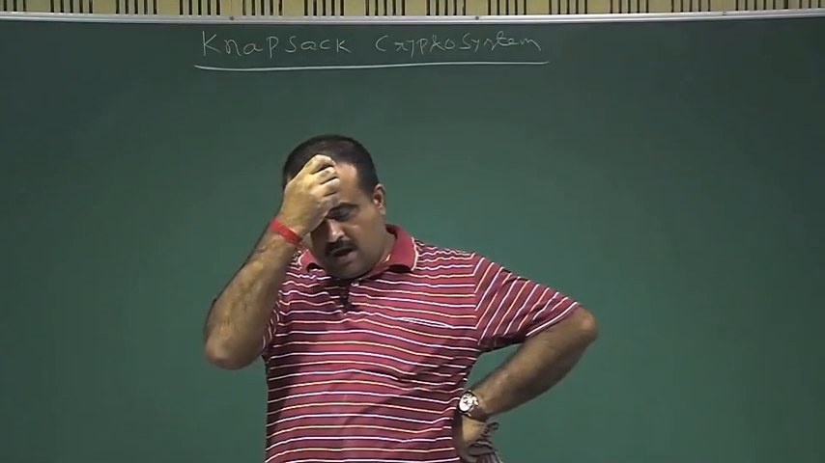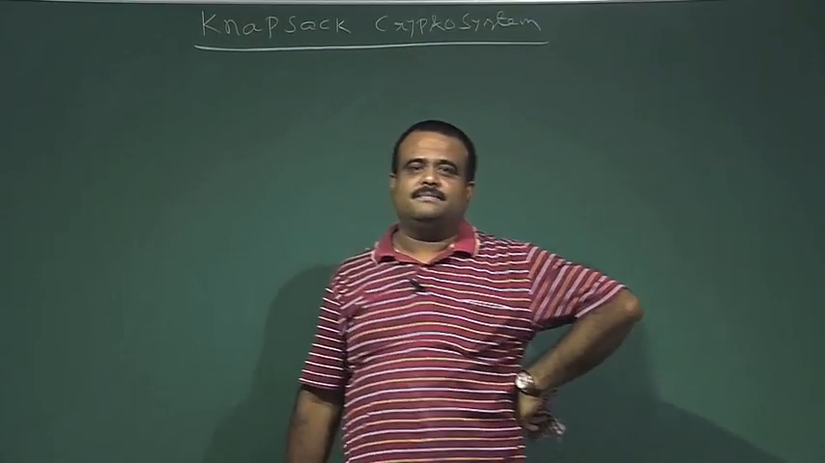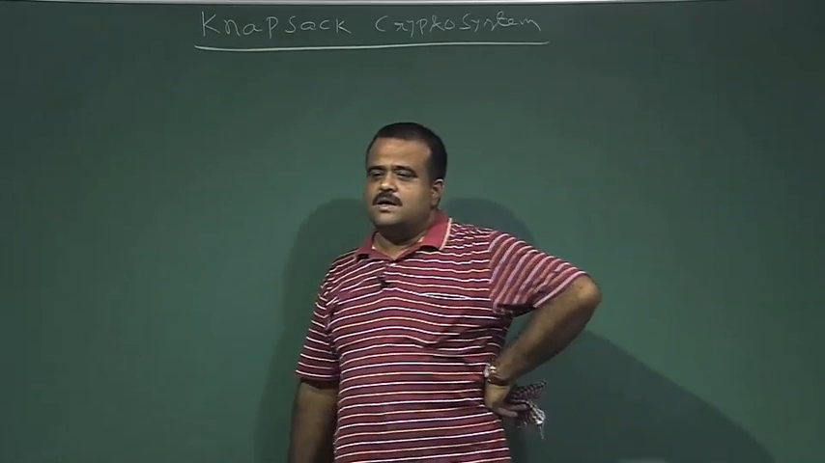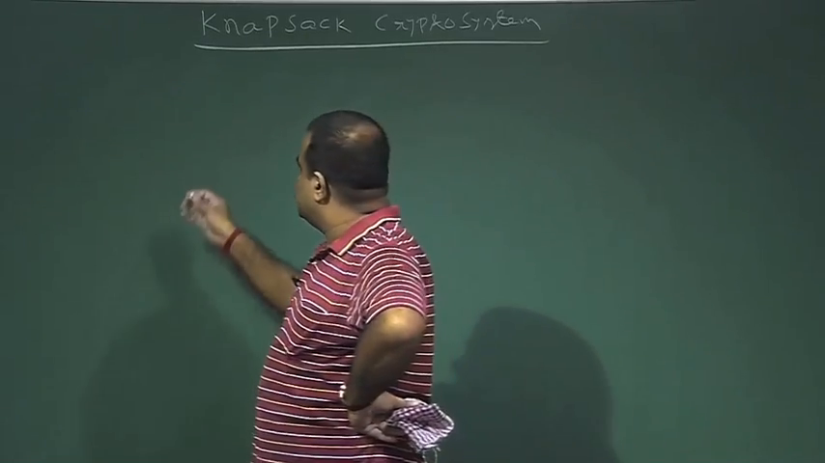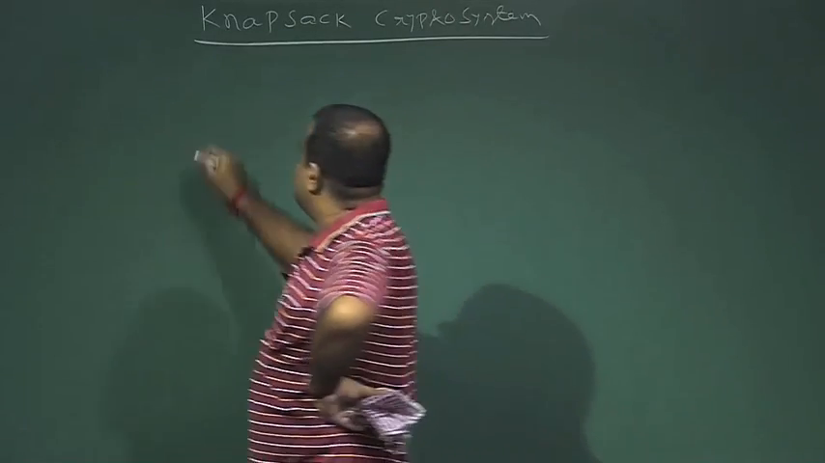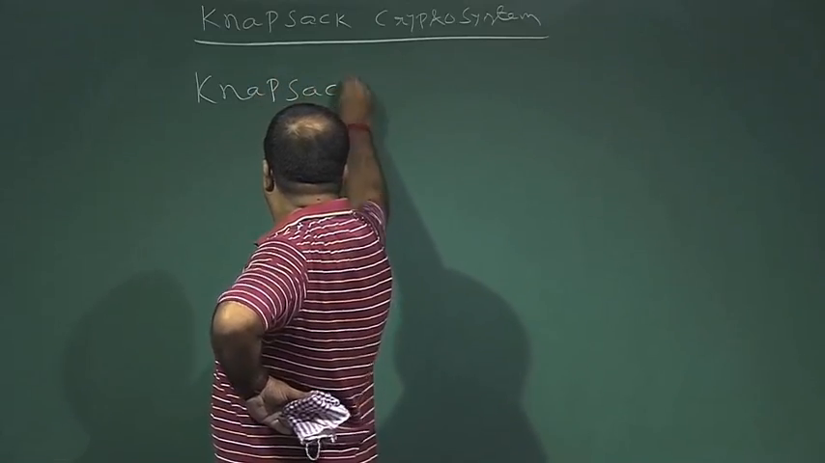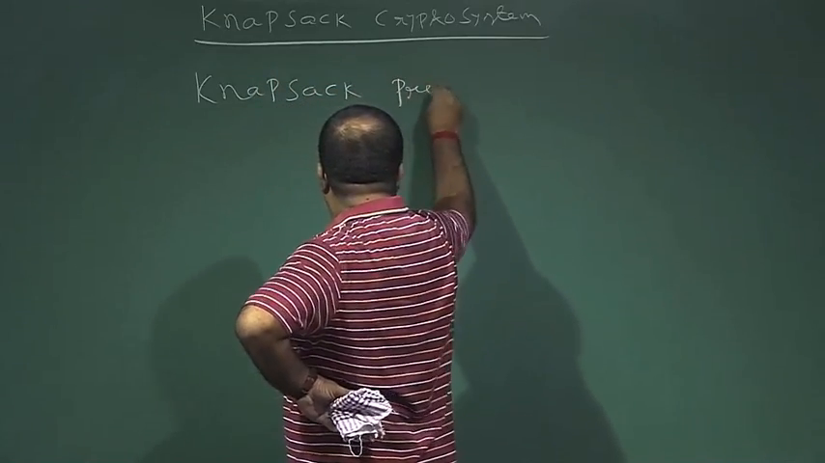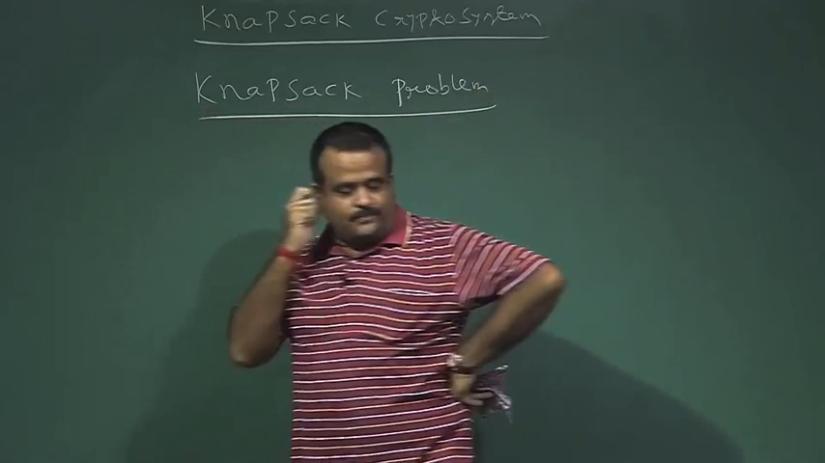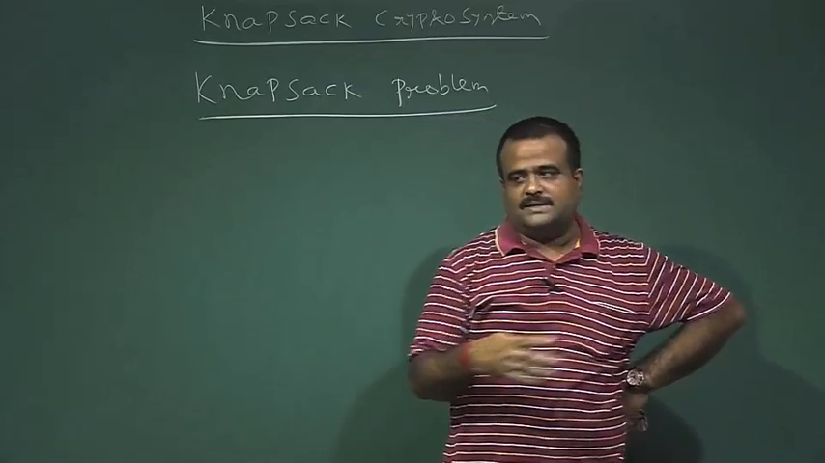Okay, so we'll talk about Knapsack Cryptosystem, Merkle-Hellman Knapsack Cryptosystem. So this is a public key cryptosystem. Basically it is coming from what is called the knapsack problem. So the problem is, suppose you are going to the market to buy some apples.